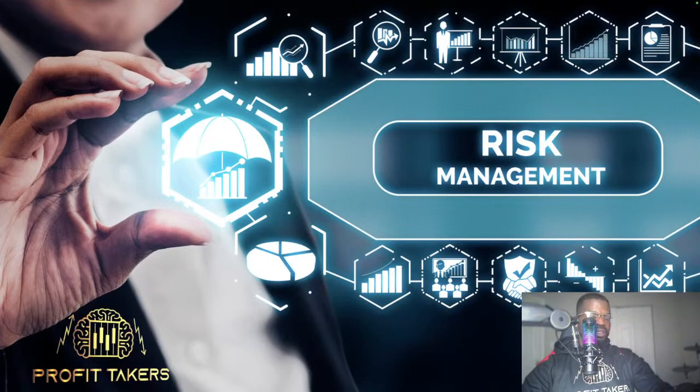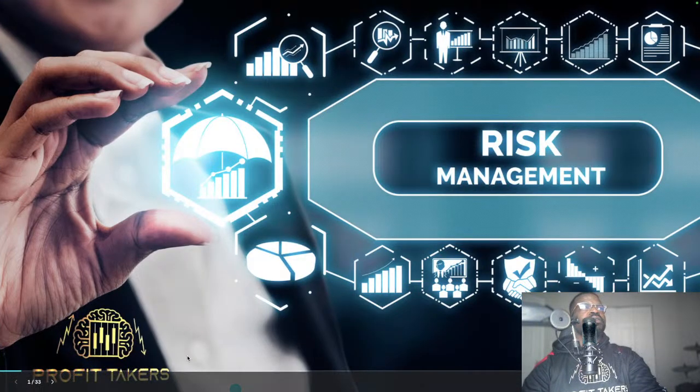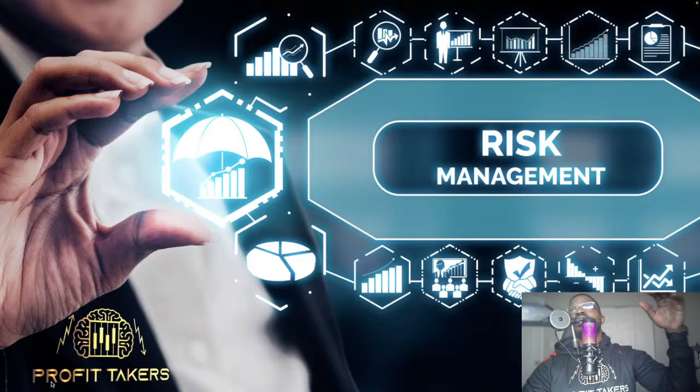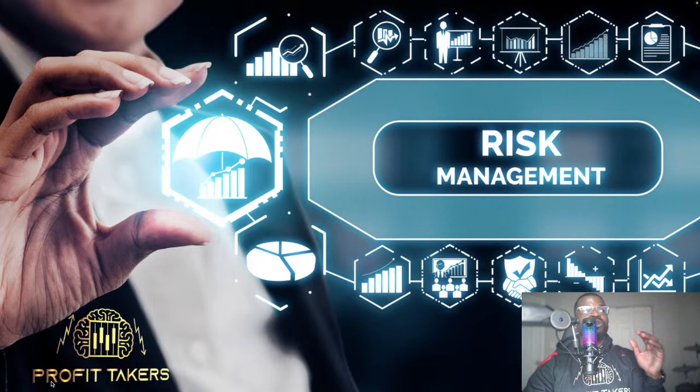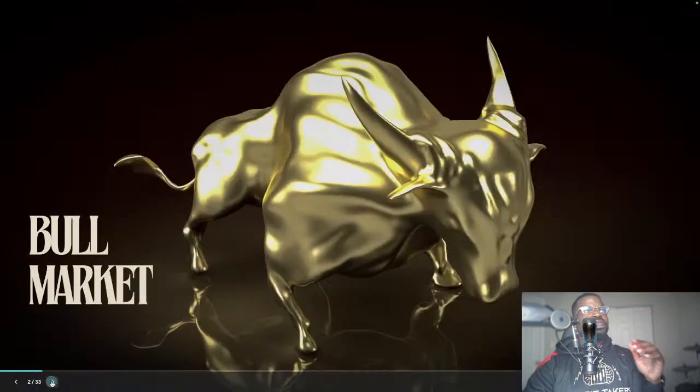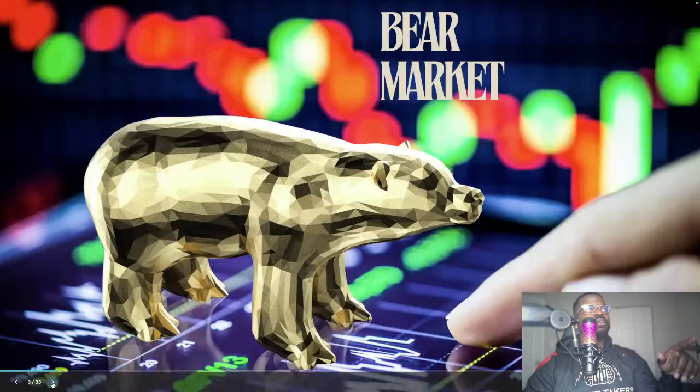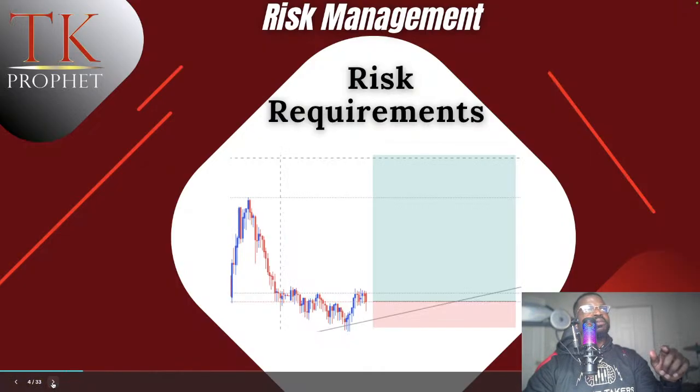All right, so really quick, let's run through this thing. Now, this is the importance of risk management, which is a big hit on your discipline, okay? Definitely got to be disciplined to risk properly. But whether you're in a bull market or you're in a bear market, we want to have risk requirements for each of our trade setups. No matter which direction the market is going in, there's still a key thing that you have to keep in mind, and that's protecting yourself.